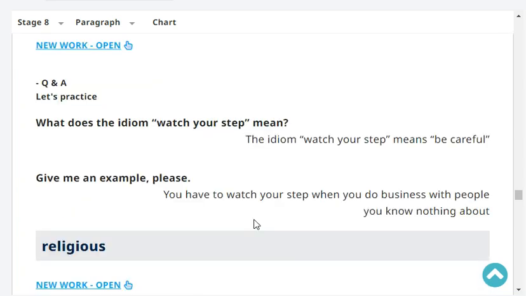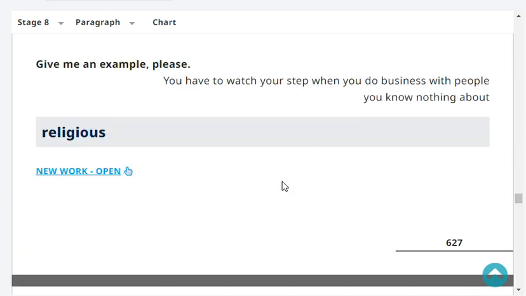Very good. What does the idiom "watch your step" mean? The idiom "watch your step" means be careful. Give me an example, please. You have to watch your step when you do business with people you know nothing about. Very good.